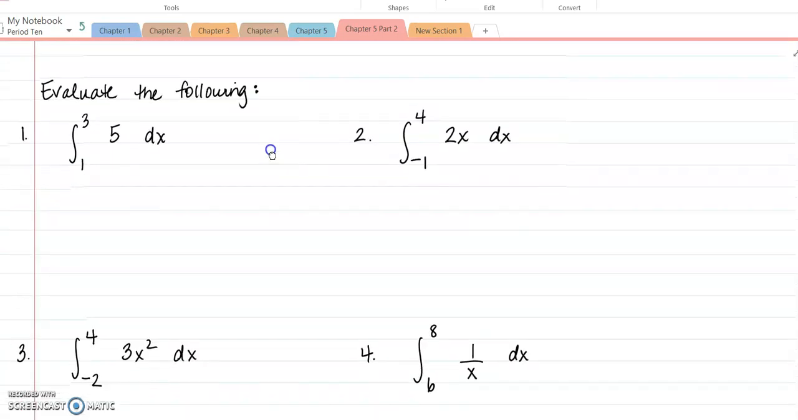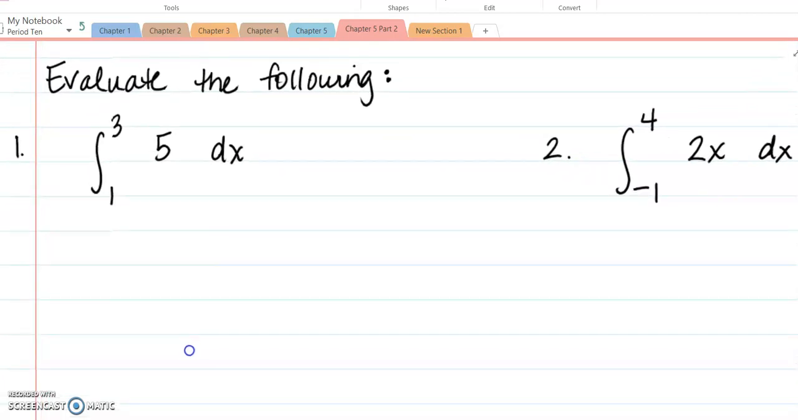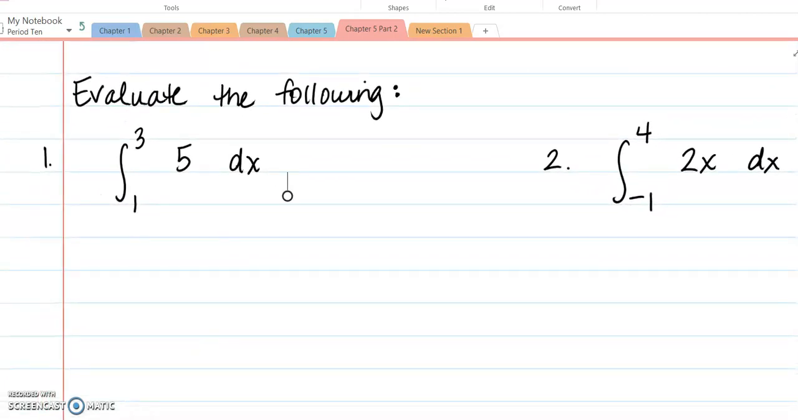So number one, evaluate the following: the integral from 1 to 3 of 5 dx. I'm going to first start by finding my antiderivative. So my antiderivative is 5x plus c. And then this is the classic notation that says I found the antiderivative, but I still have to wait on evaluating. I haven't plugged in these numbers just yet.